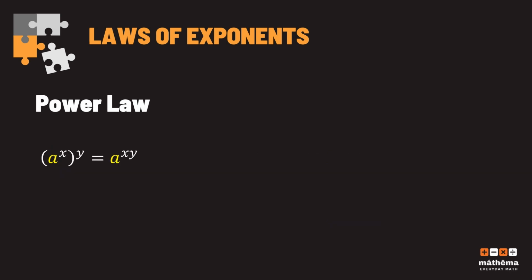Next, the power law. It states that when we have a power raised to a power, we are going to copy the base and multiply the exponents. For example, we have a raised to x, all raised to y. So again, copy the base and simply multiply the exponents. So we have x times y.